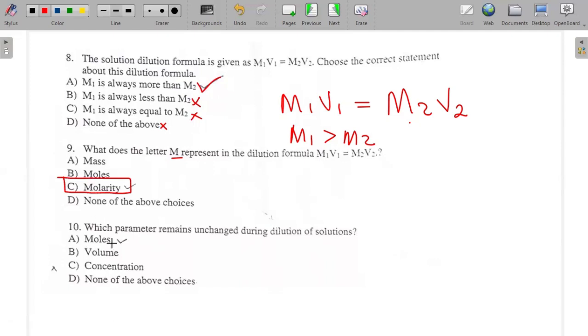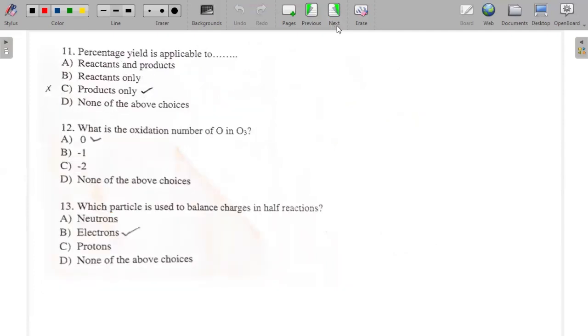Then question 10, they're saying which parameter remains unchanged during dilution of solutions. This one we all know, it's just the moles. So the moles are always constant during dilutions, and then the volume and the concentrations change. Now we look at question 11.